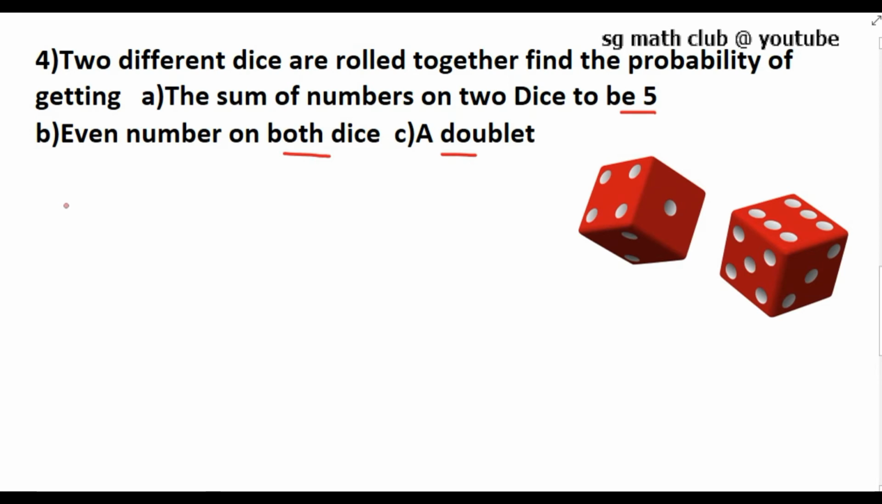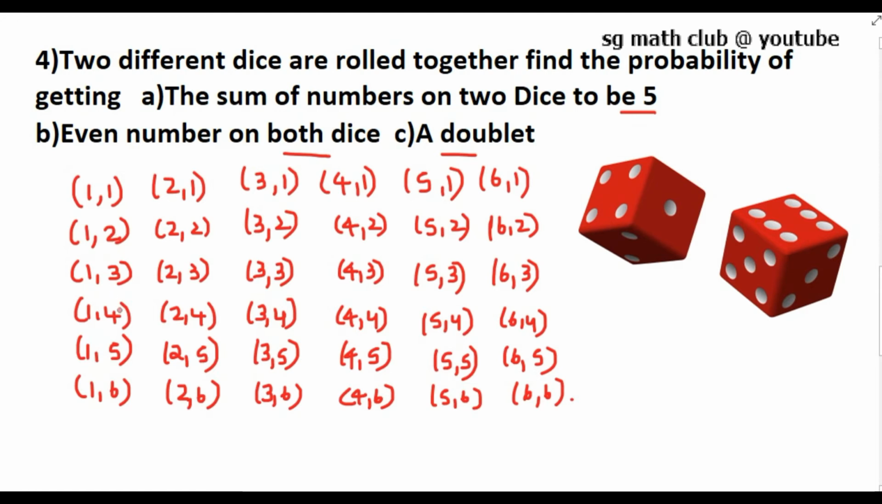So when two dice are rolled together, what are the possible outcomes? The first die can show the number 1, and the second die also can show the number 1. The first die can show the number 1, and the second die can show the number 2. Again, the first die can show the number 1, and the second die can show the number 3.